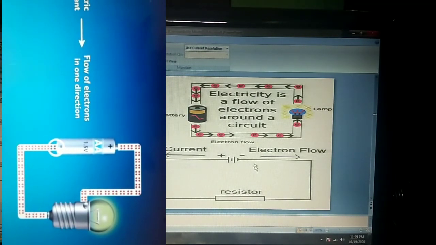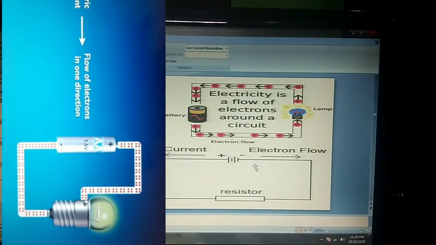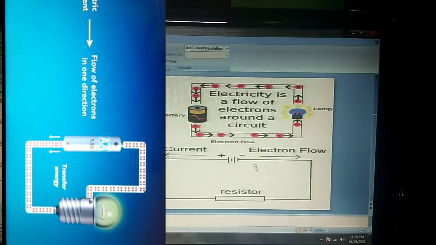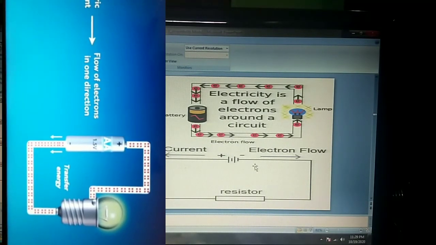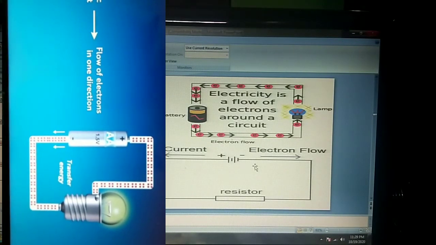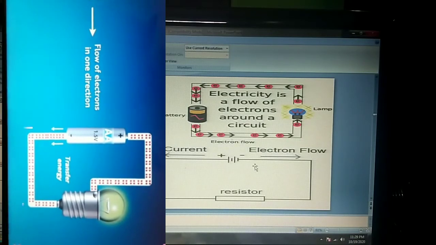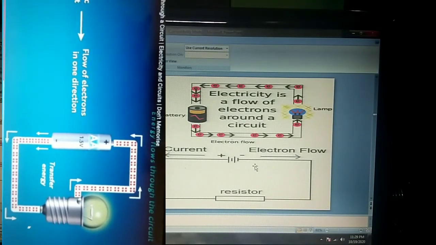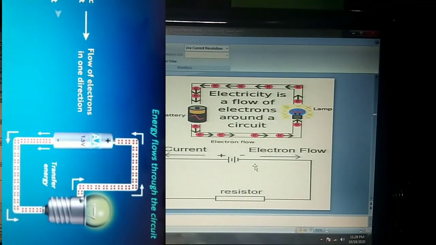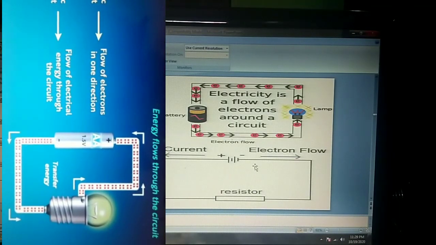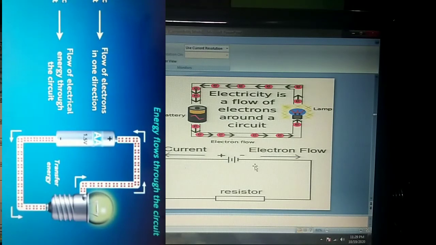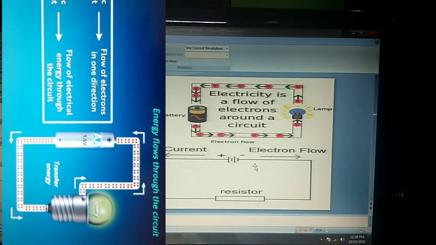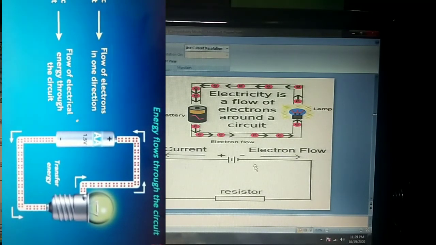When the circuit is closed, the electron flow will be from the negative end of the conductor to the positive end, whereas the current flow is from positive to negative end. So this is known as conventional current flow, from higher potential energy to lower potential energy.